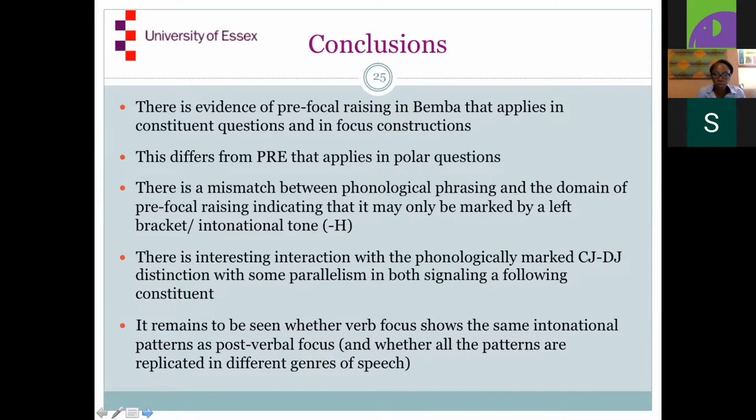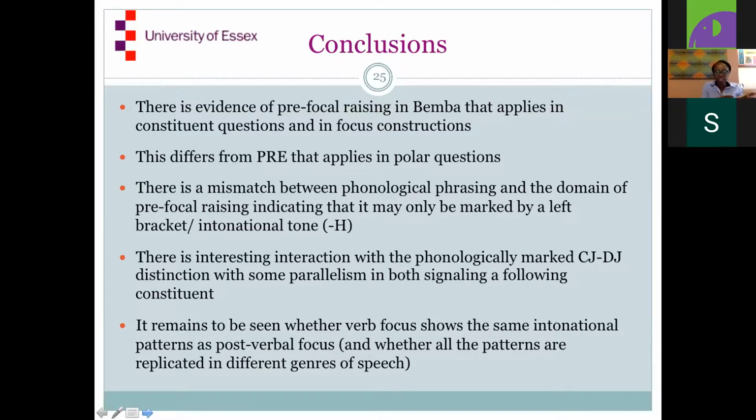So there's an interesting interaction with the phonologically marked conjoint/disjoint distinction, with some parallelism shown between them, but the implementation in the intonation being different. And then, to nod towards what I really was supposed to do in this talk, it remains to be seen whether the verb focus pattern shows the same pre-focus marking, and you can see that it really can't.